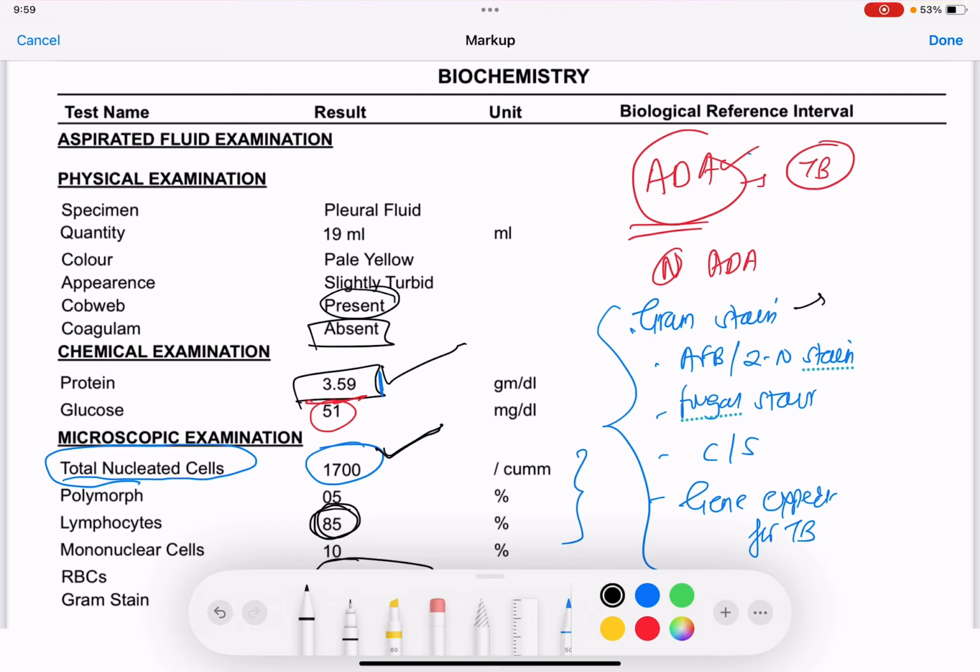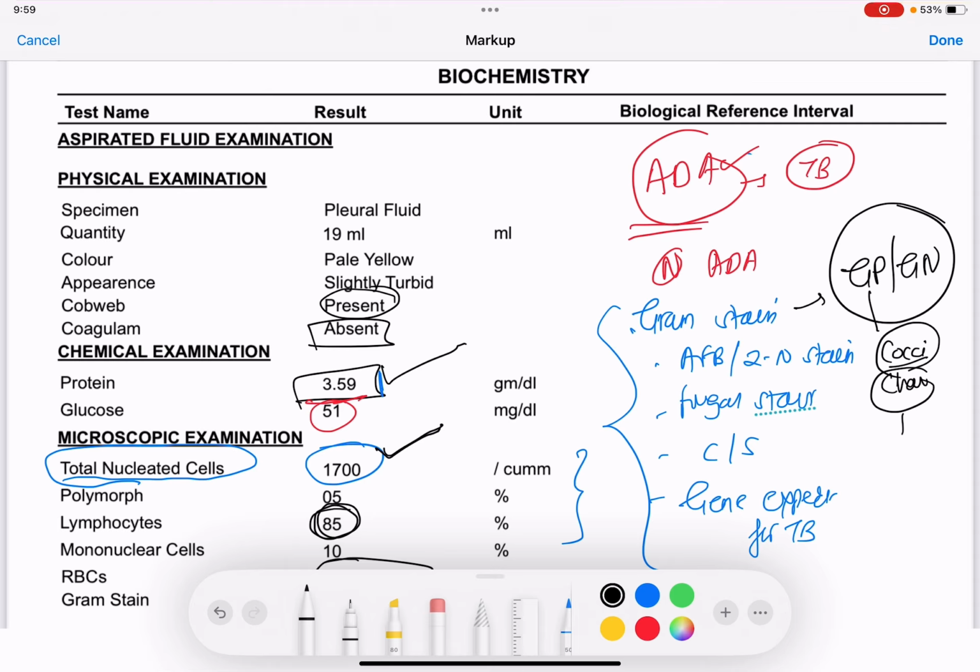In gram stain, we can see whether there are gram positive or gram negative bacteria. Whether they are in cocci form or in chain form, we can have an idea. If they are in chains, then the possibility of streptococcus or pneumococcus is very high. If they are in cocci, then the chance of staphylococcus can be high. So depending on whether it is gram positive or gram negative bacteria, we can give the antibiotic accordingly.